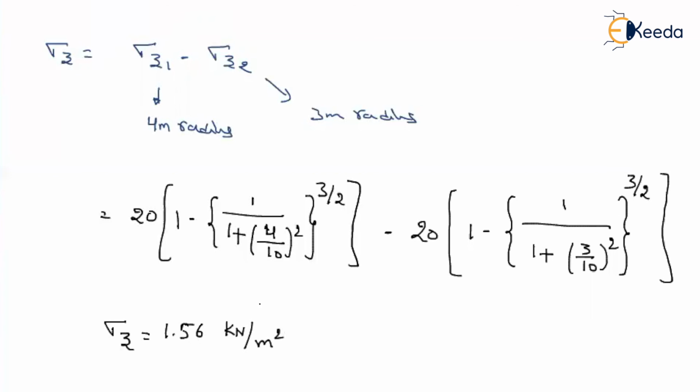Why? Because 20 is in kilopascal. What is the unit of kilopascal? Nothing but kilonewton per meter square. If the load is acting throughout the circular area, then no need to subtract anything. Directly we can use this formula. But here your load is acting in the form of hollow circular area. So that's why you have to subtract one from the other. Then only we will get the required value.